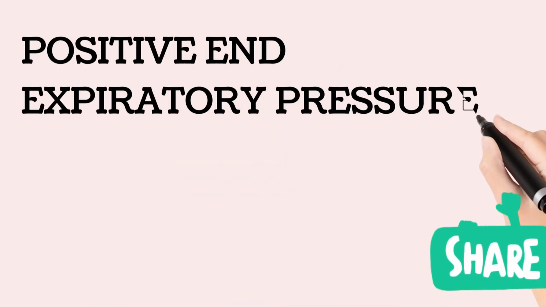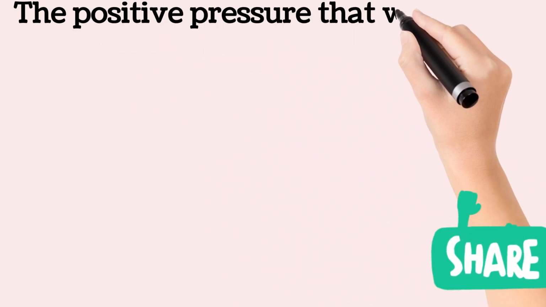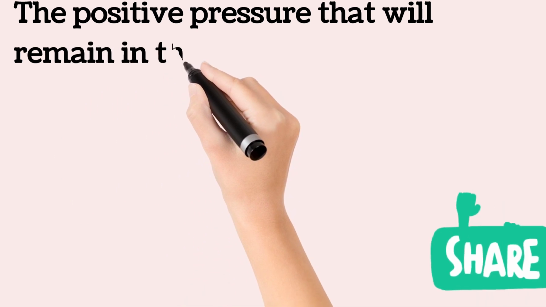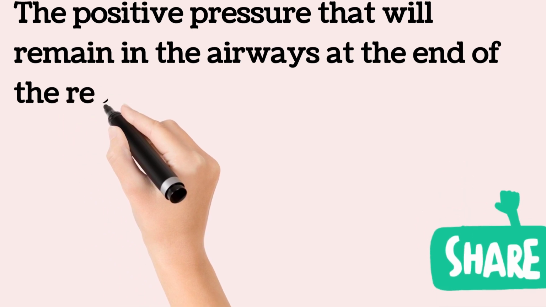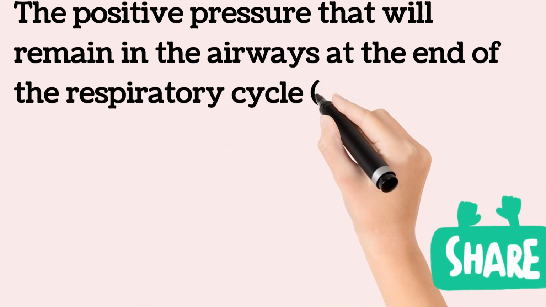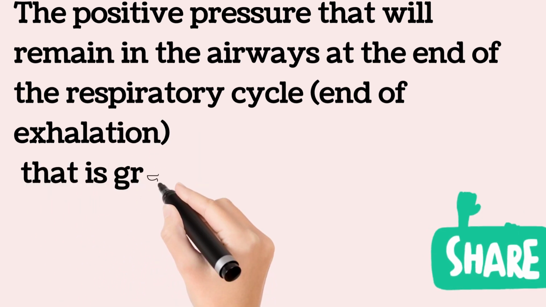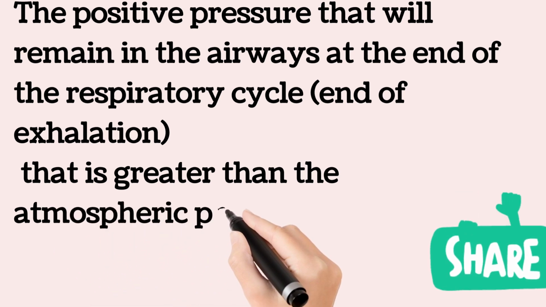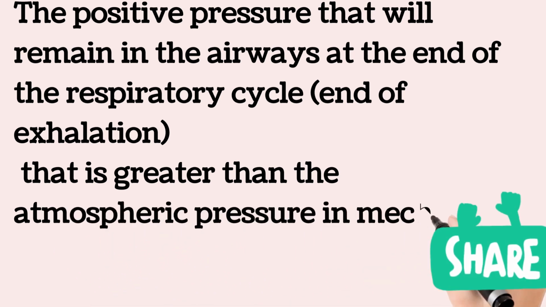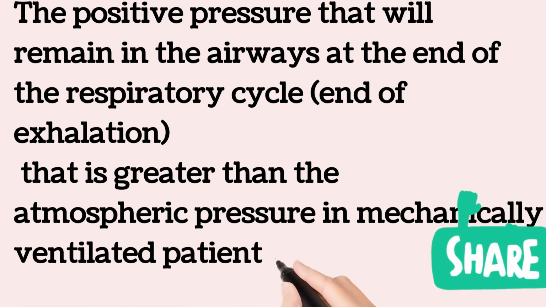Positive end expiratory pressure, or PEEP, is the positive pressure that will remain in the airways at the end of the respiratory cycle, that means at the end of the exhalation. PEEP is not commonly regarded as a stand-alone mode, rather it is applied in conjunction with other ventilator modes. PEEP increases the end expiratory or baseline airway pressure to a value greater than the atmospheric pressure, which equals 0 cm of H2O on the ventilator manometer.